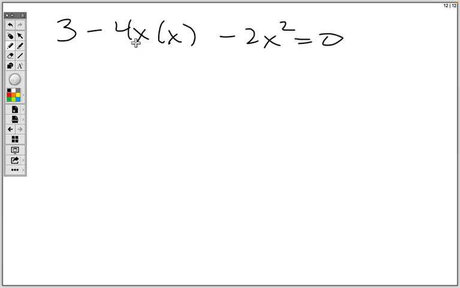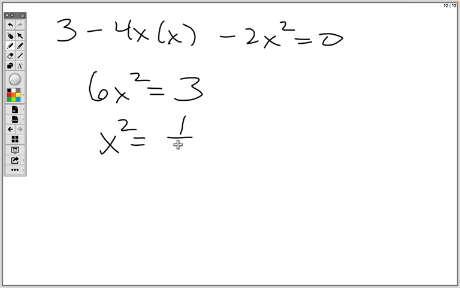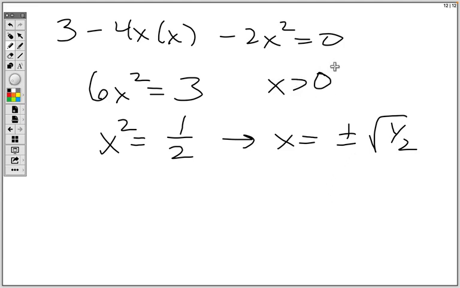So you can go through here. You got a minus 4x squared, a minus 2x squared. That's a 6x squared. 3x squared is a half. x is plus or minus square root of half. But once again, we're assuming x is positive here.